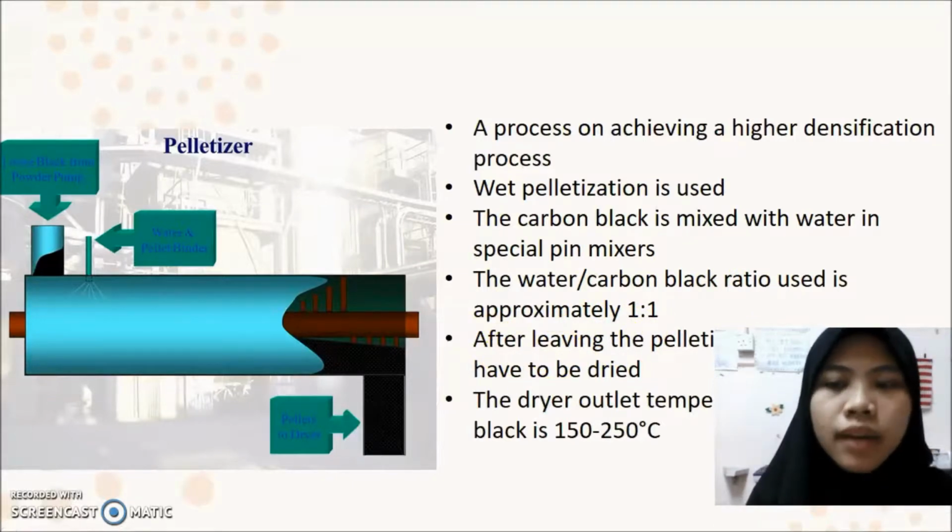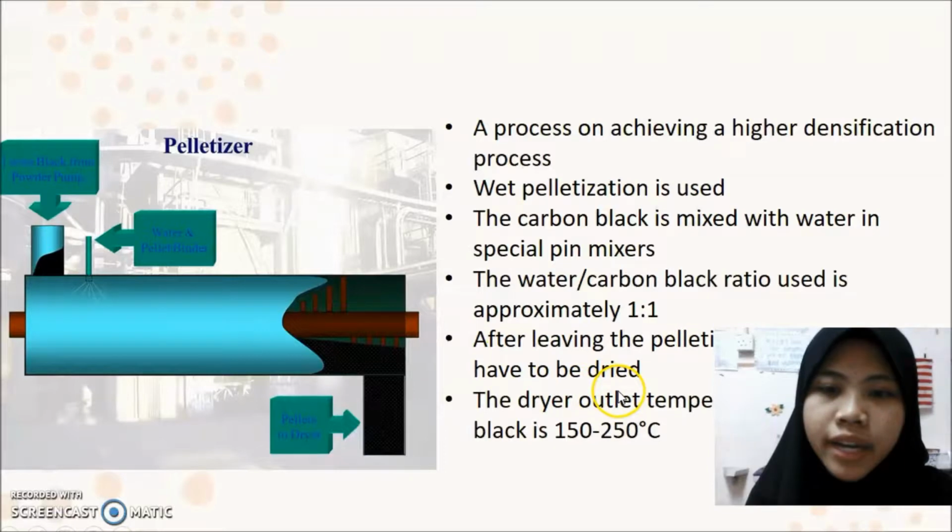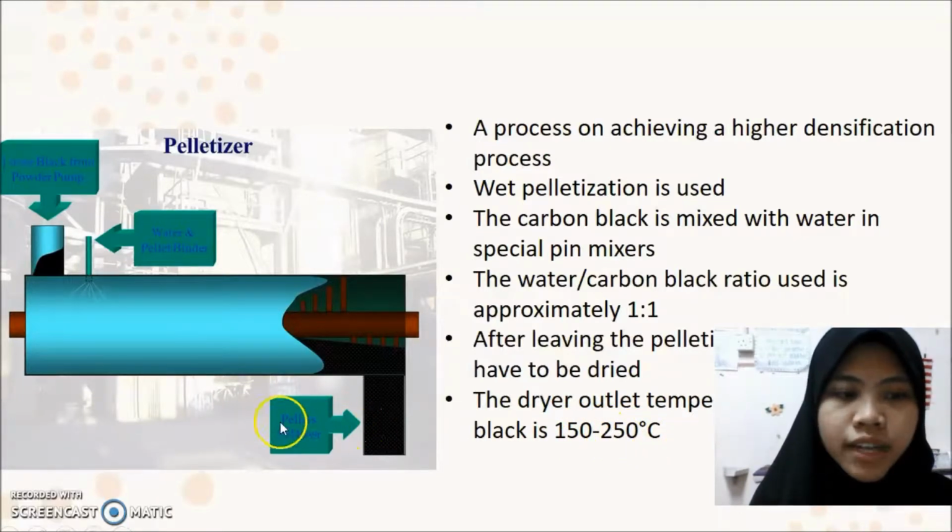After leaving the pelletizer, the wet pellets have to be dried. The dryer outlet temperature of the carbon black is 150 degrees Celsius to 250 degrees Celsius. So this is the dryer. Its temperature will decrease slowly as the carbon black should not be too hot for loading and delivery to the consumer.